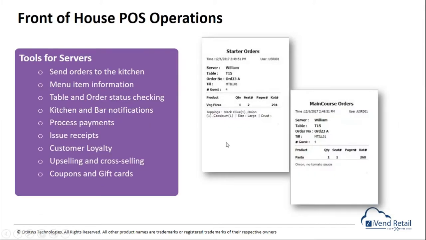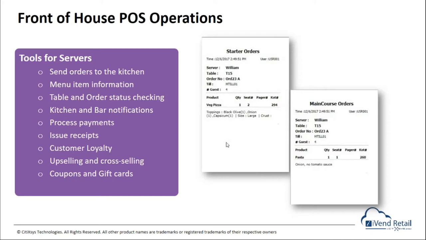Next, it gives your front of house staff the tools they need to create a seamless customer dining experience. Right from the POS, a server can send an order straight to the kitchen, and give the customer information about menu items, allergens, special offers or more. They can check the status of an order and table. They can receive information from the kitchen or bar when the food and beverages are ready or not. So they come to know, and then accordingly they can serve the customer.